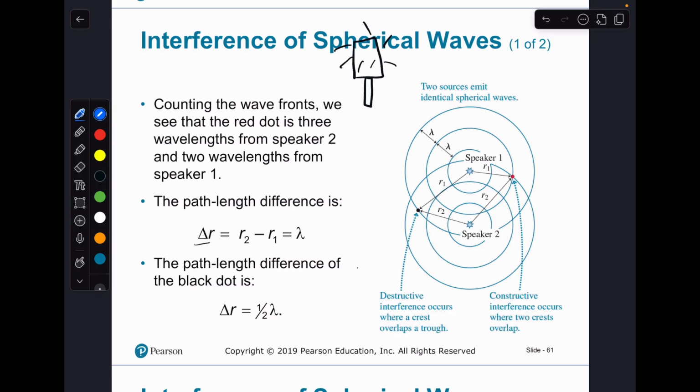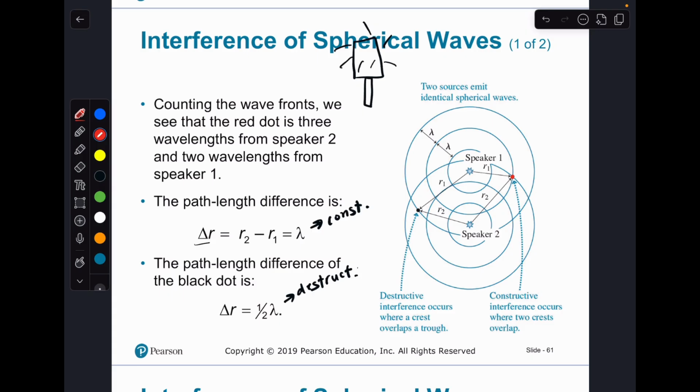And so when we apply our path length difference, we're simply going to do slightly different addition and subtraction. So we're still going to apply the same idea that when the path length difference equals half a wavelength, you get destructive interference. And when it equals an integer multiple of a wavelength, you get constructive. And so let's look at how it applies to this picture here. The red dot is sitting on the intersection of two of those blue circles.